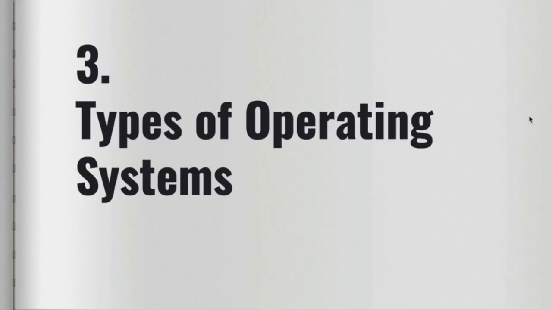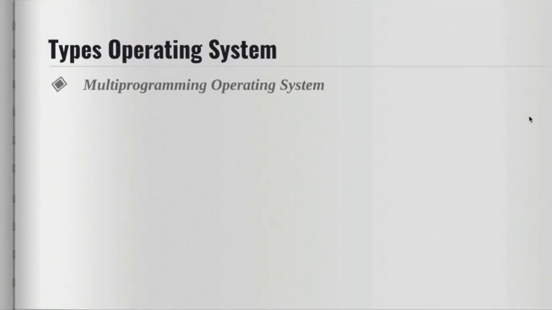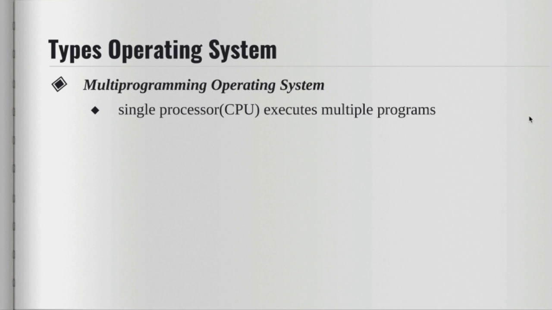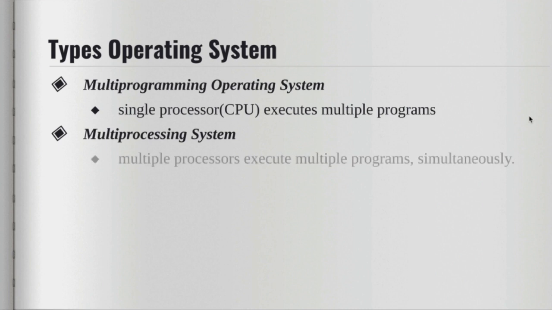So now we're going to discuss what are different types of operating systems. Well, we have multi-programming operating system, wherein a single processor executes multiple programs. And we just took an example in the earlier video, wherein the processor is performing multiple tasks. So that is your multi-programming operating system. Then you have multi-processing system, wherein multiple processors execute multiple programs simultaneously, which means at the same time.